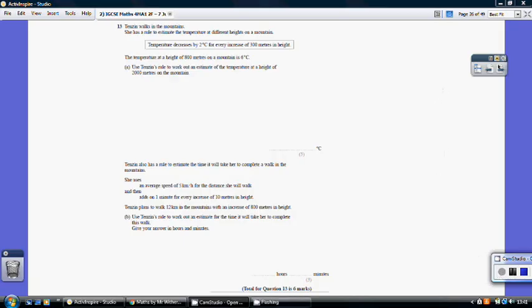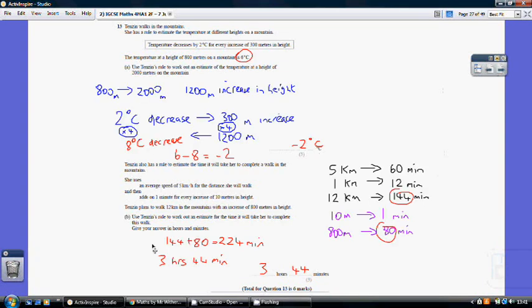Question 13. So we're told the temperature decreases by 2 degrees centigrade for every increase of 300 meters in height. And we're given a starting point that the temperature at a height of 800 is 6 degrees. Now we've got to work out an estimate of the temperature at a height of 2,000 meters on the mountain. So 2,000 meters, well, let's compare that to 800 meters. Well, that's another 1,200 meters of height.